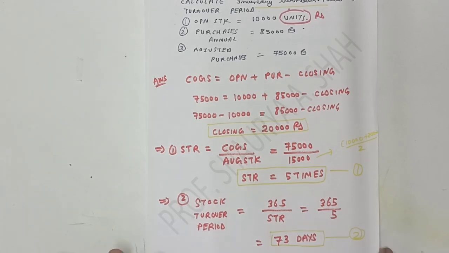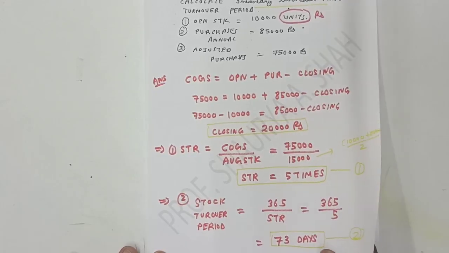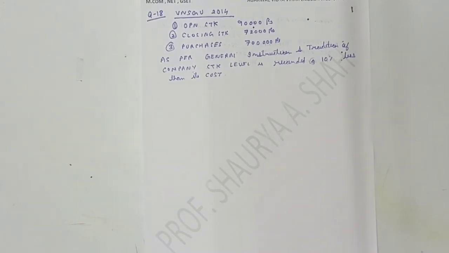Okay, I suppose it is done. All the students have completed that part. Next is your question number 18. I have given you two types of these questions. The very first is VNSGU 2014, question number 18 of our sequence. What is being given, students? A simple logic is to be understood, a very short sum, but many students get confused by the information given. Opening stock is 90,000, closing stock is 72,000, and purchases are 7 lakh.